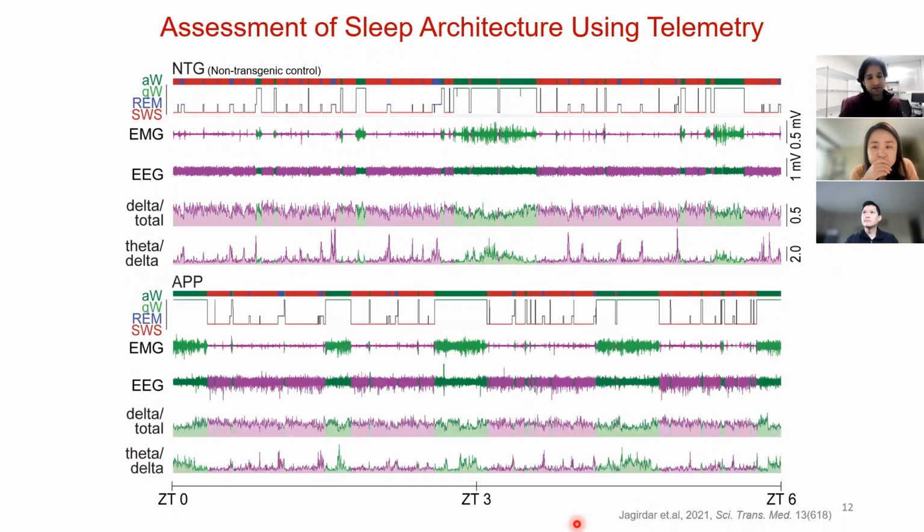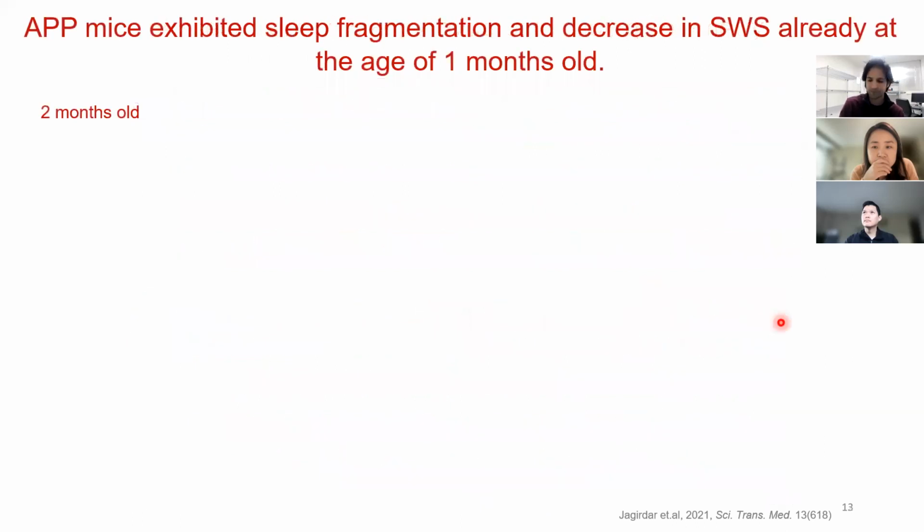Now, if you look at the representative APP mouse, what we see here is that the APP mouse woke up more often in comparison to the NTG mouse. That simply says that the APP mouse here is exhibiting sleep fragmentation. And we quantified that data in our 2-month-old mice first.